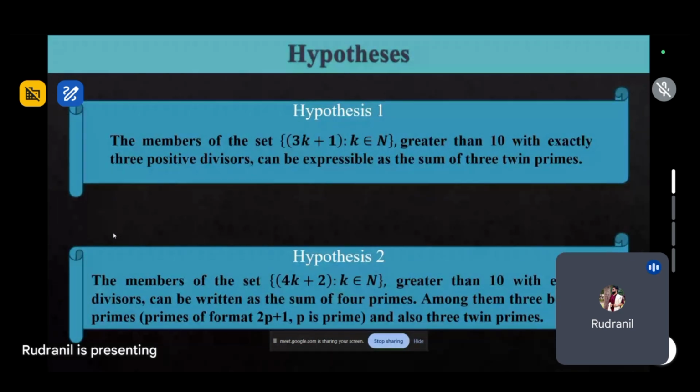Coming on to the hypotheses which we have inferred here: the members of the set 3k plus 1 greater than 10 with exactly 3 positive divisors can be expressed as a sum of 3 twin prime numbers. This is our first hypothesis.